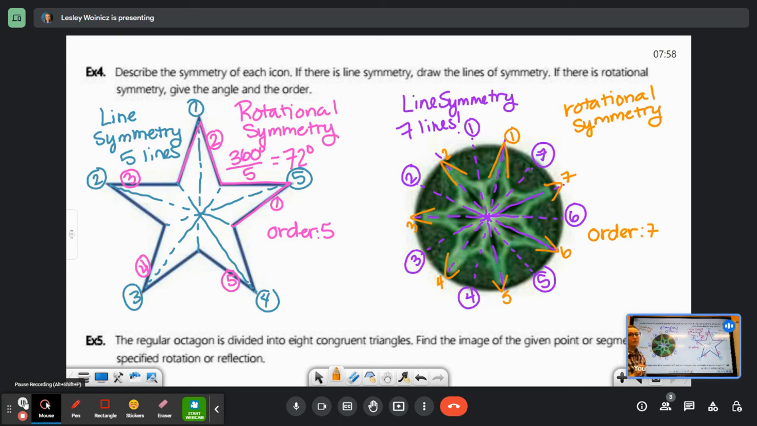Okay, now this is the one I looked at before and I got confused. So if I divide 360 degrees by 7, this is when I get the 51.4 degrees. I just looked at the wrong one. Okay, cool.